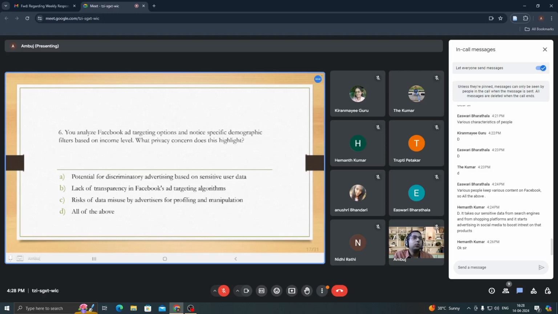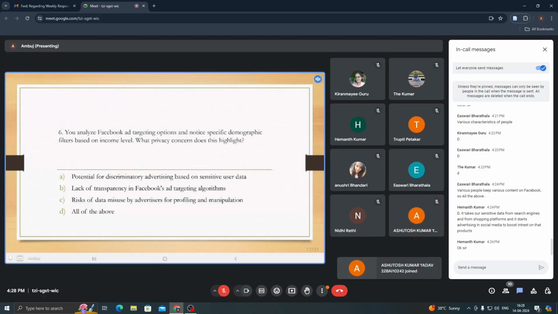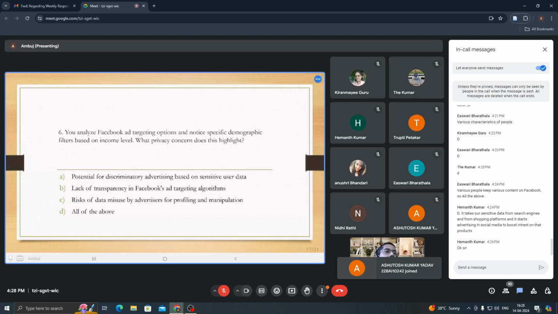Whosoever have not answered, what is the thing? It is not that difficult a question. Ratan, what is your opinion? Hemant has provided opinions, but Trupti has not provided an opinion on any of the questions. Ashutosh has just joined. If you would like to answer this question, great. Anushri, what happened? Why didn't you answer? And Nidhi has also joined. Please try to answer this question. Then only I will tell you the correct option.